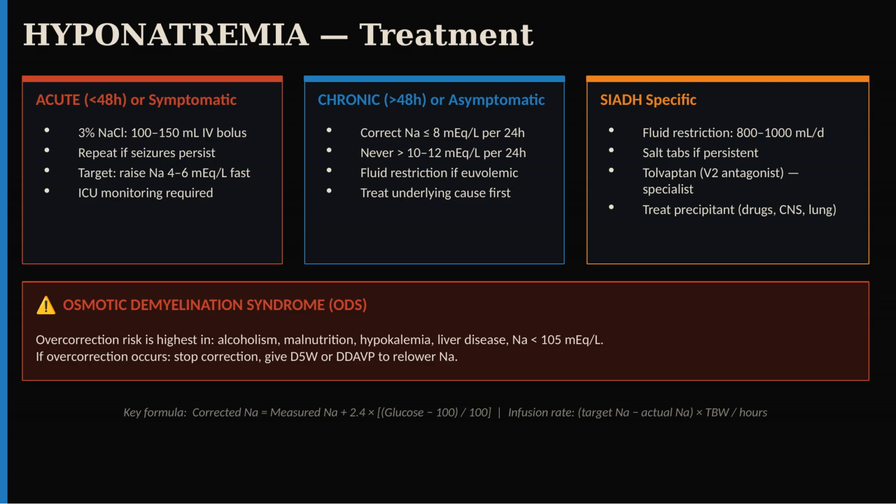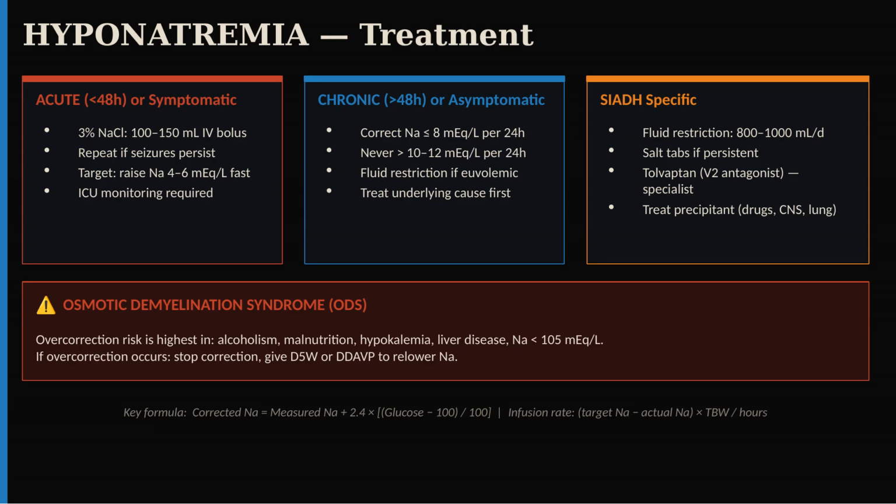Now the red box, osmotic demyelination syndrome. This is what happens when you overcorrect chronic hyponatremia. The brain, which spent days adapting to a low-sodium environment, gets the rug pulled out from under it, and myelin in the pons literally ruptures.